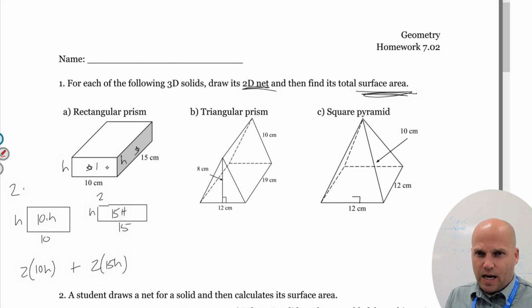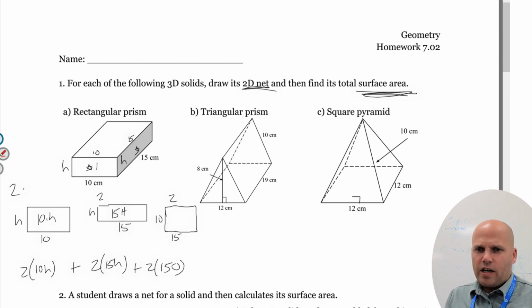And then what's left? The top and the bottom. Well, the top is a 10 by 15, and I got two of those 10 by 15s. The key to this entire unit is don't think things are just super easy. We'll see how two of these 150s. And this is fine. If you want to simplify it, it's 20 H's plus 30 H's, so there's 50 of these H's plus 300, which is good.